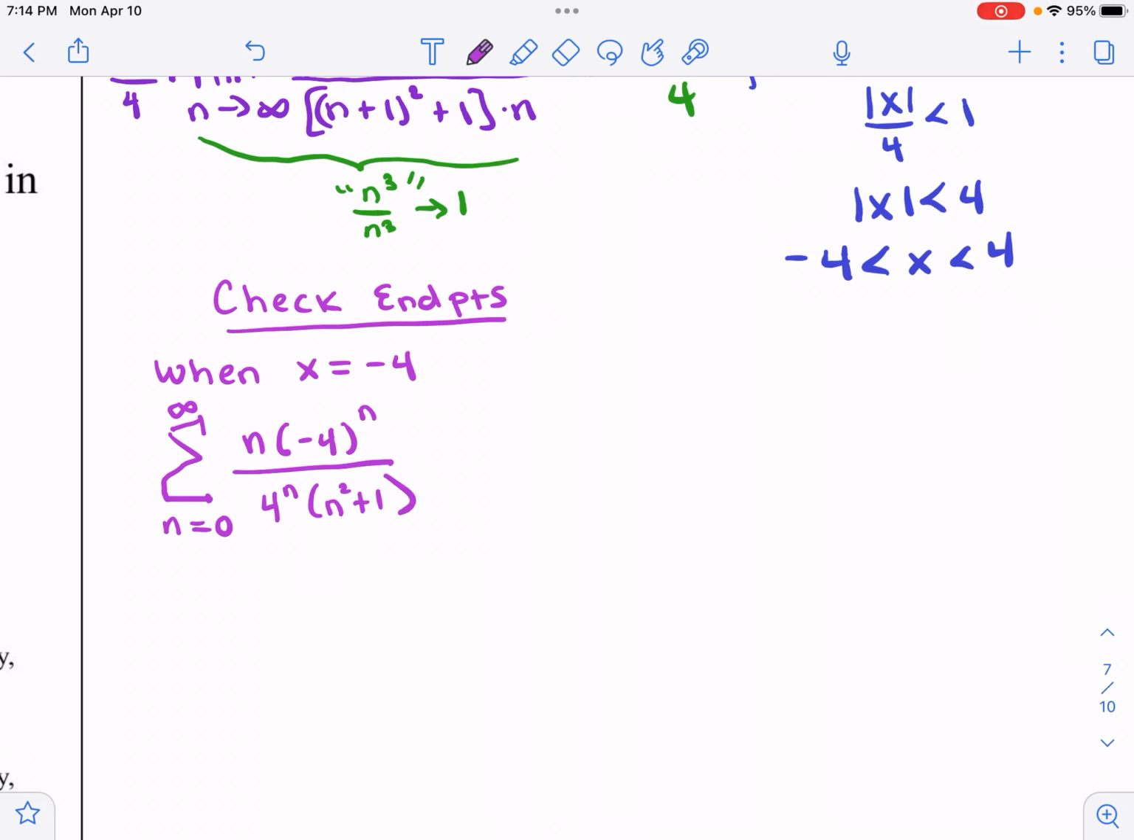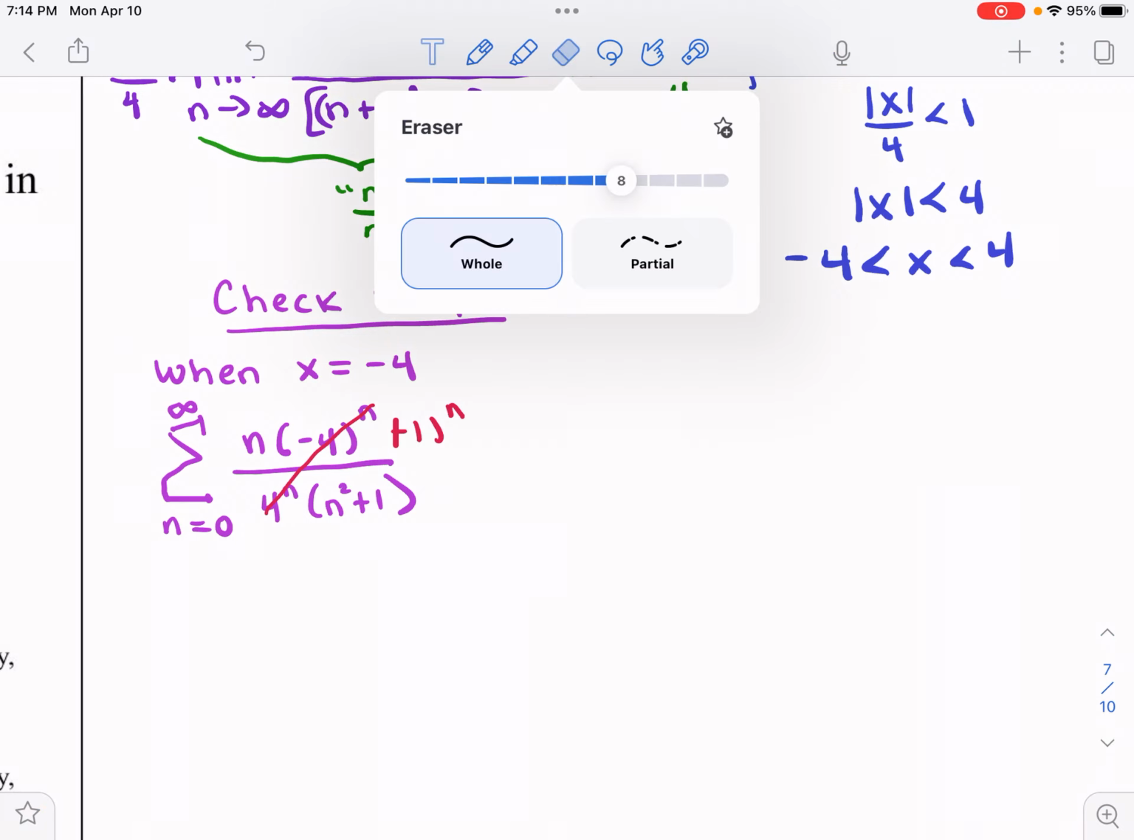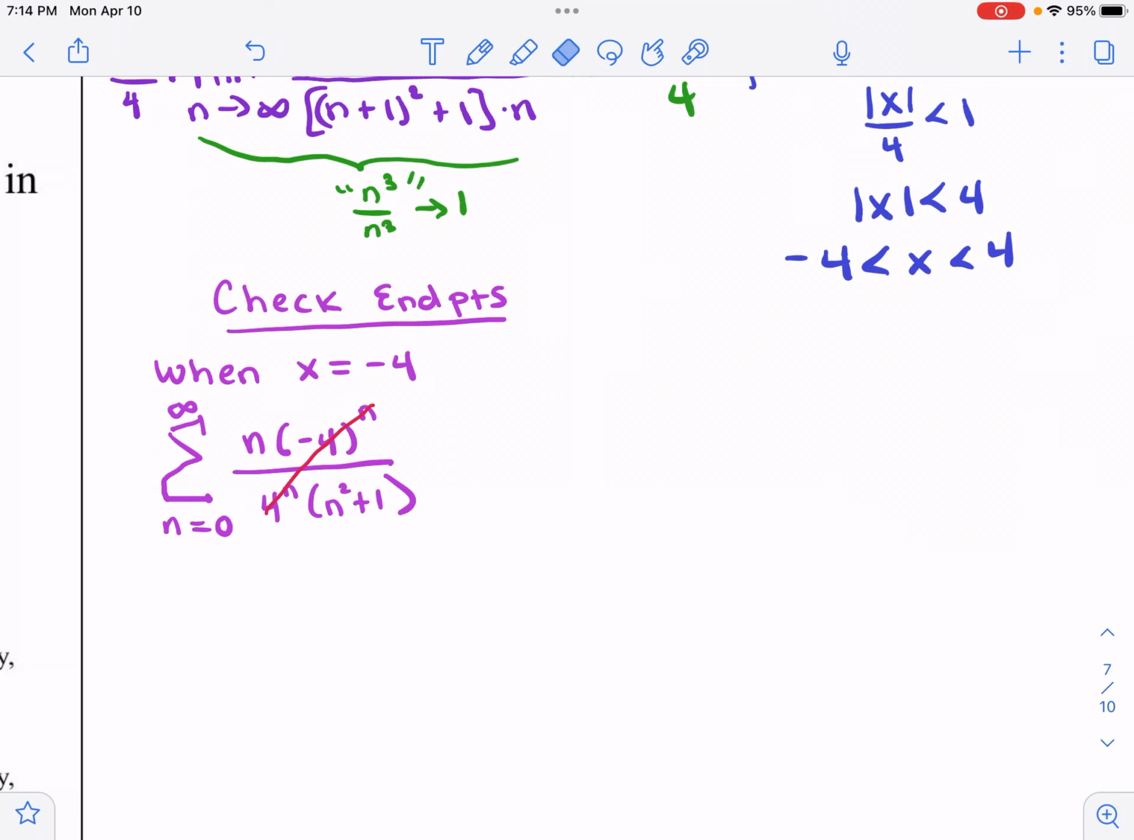Okay, now again, this negative 4 to the n divided by 4 to the n leaves behind a negative 1 to the n. This is really slowing down, and I don't know why. Sorry, I'll get through it. Okay, that's a negative 1 to the n. So if you want to rewrite this series a little cleaner, it would look like this. So negative 1 to the n, and then n over n squared plus 1.